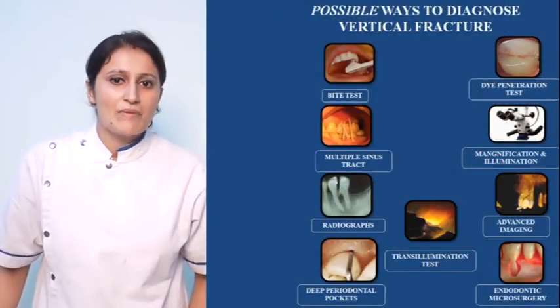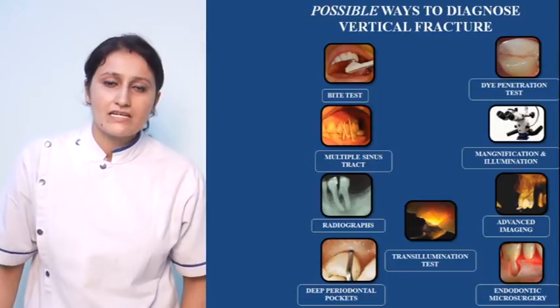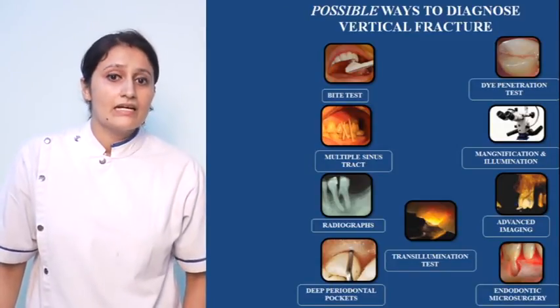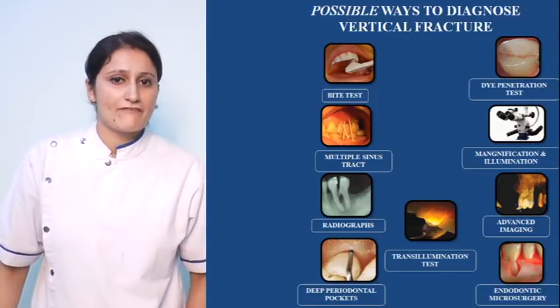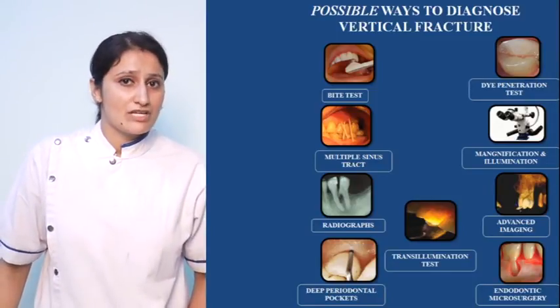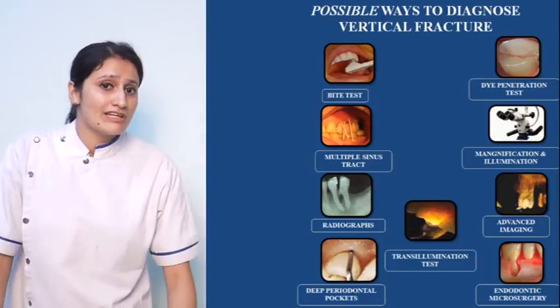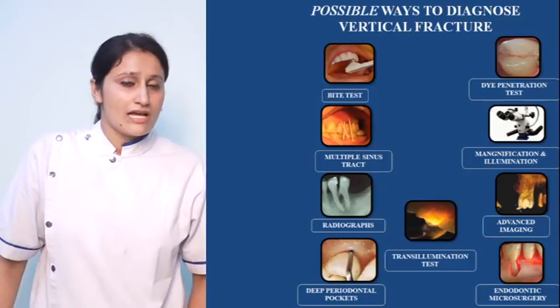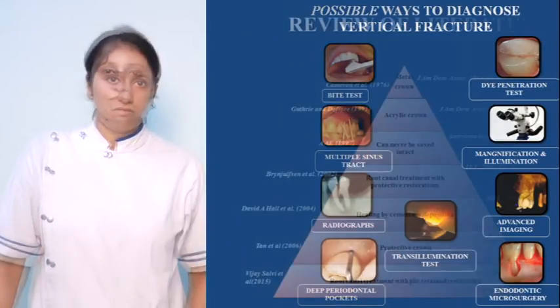Bite test, multiple sinus tracts, radiographs, deep periodontal pockets, transilluminating light, dye penetration test, magnification and illumination with microscope and fiber optoscope, advanced imaging with the help of cone beam computed tomography, and last but not the least, endodontic microsurgery are the possible ways to diagnose vertical fracture.